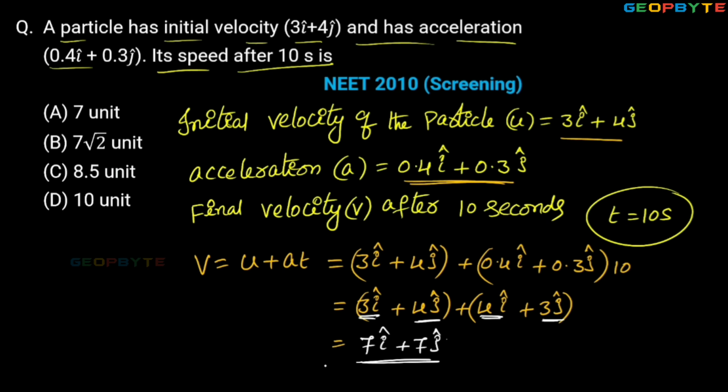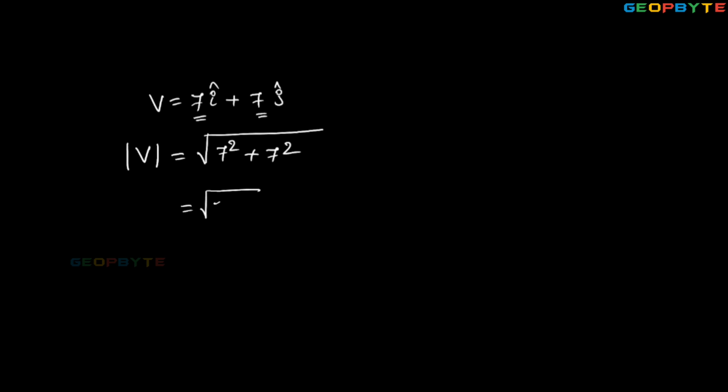Let us take another slide. V equal to 7 i cap plus 7 j cap. Therefore, the modulus of velocity equal to root over 7 square plus 7 square. It is equal to root over 2 times 7 square, which can also be written as 7 root 2. That is the magnitude of the velocity.